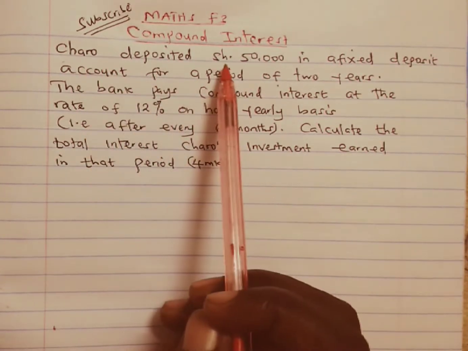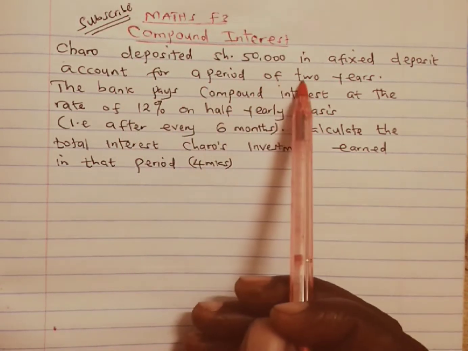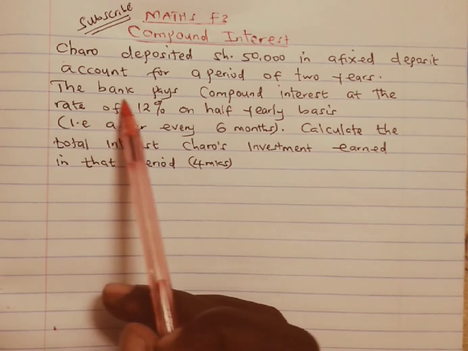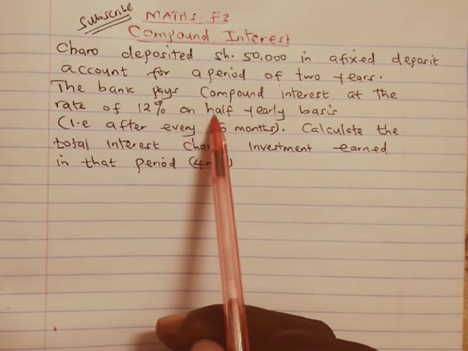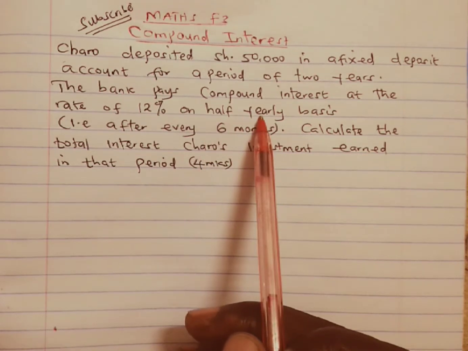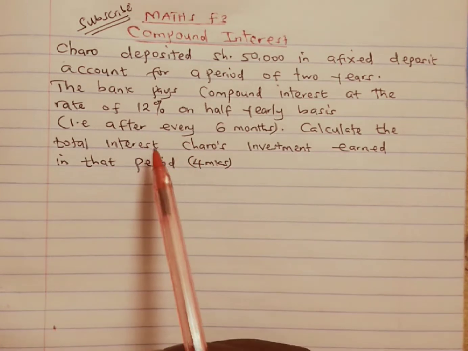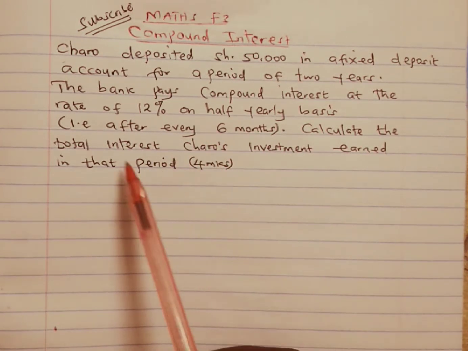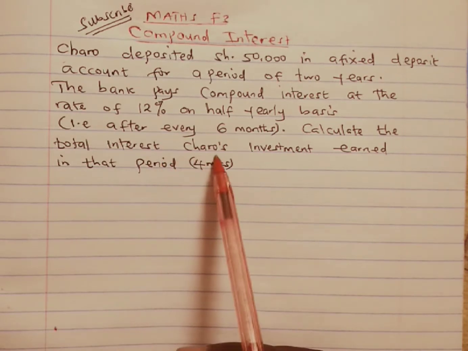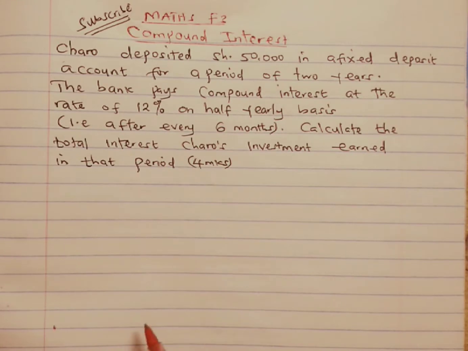Charo deposited 50,000 shillings in a fixed deposit account for a period of 2 years. The bank pays compound interest at the rate of 12% on half-yearly basis, or we can say semi-annually. That is after every 6 months. Calculate the total interest Charo's investment earned in that period.